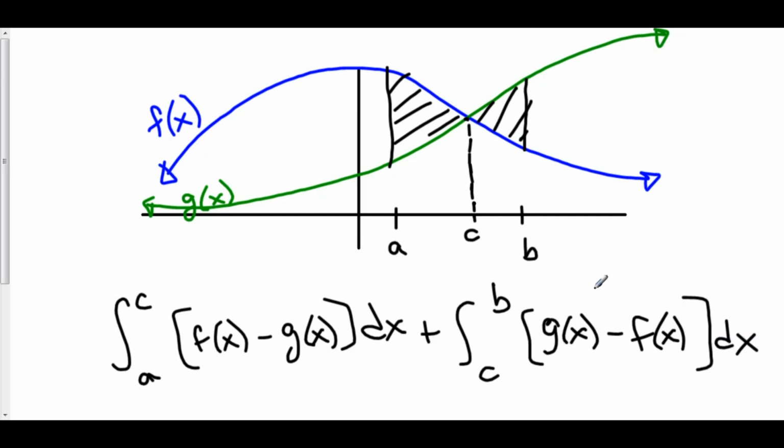So, if ever your functions change, where your upper function becomes your lower function in between your interval, all you have to do is break it up where those two functions intersect. We'll call that c. And you can take the integral from a to c of your upper one minus your lower one, and then add on the integral from c to b of your new upper function minus your new lower function.